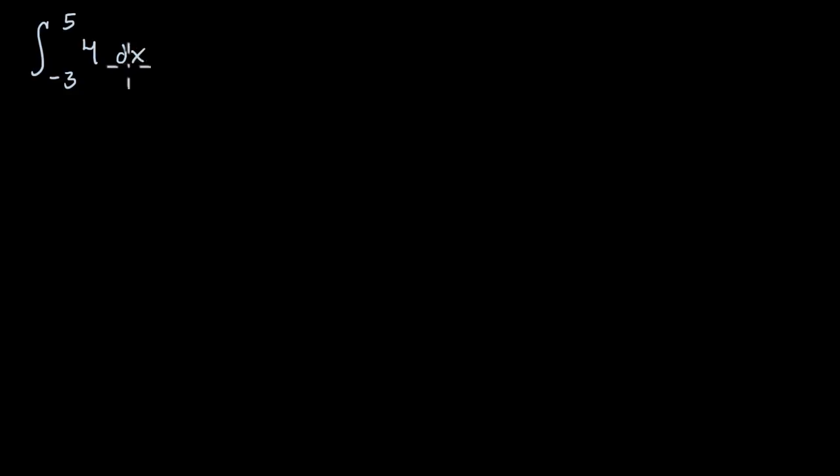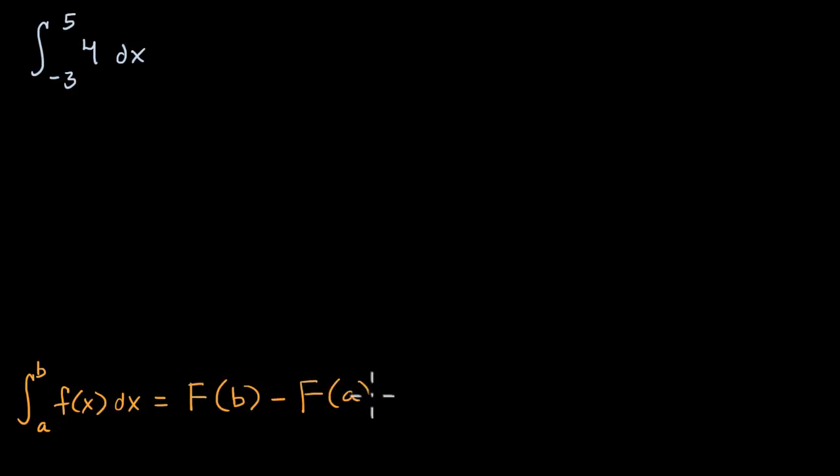All right, so in order to evaluate this, we need to remember the fundamental theorem of calculus, which connects the notion of a definite integral and an antiderivative. The fundamental theorem of calculus tells us that our definite integral from a to b of f of x dx is going to be equal to the antiderivative of our function f, which we denote with the capital F, evaluated at the upper bound, minus our antiderivative evaluated at the lower bound. So we just have to do that right over here.